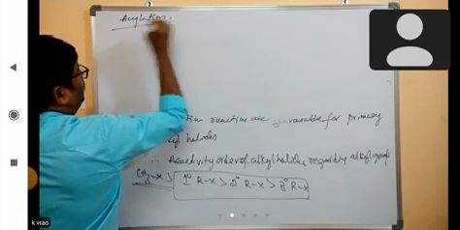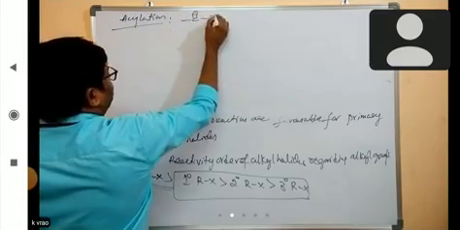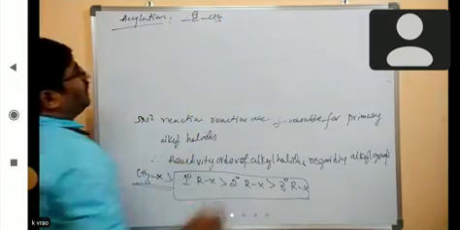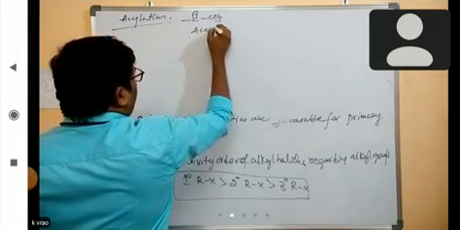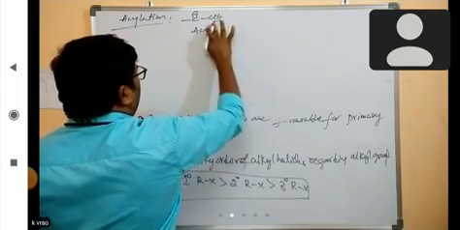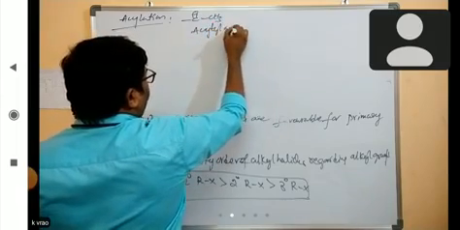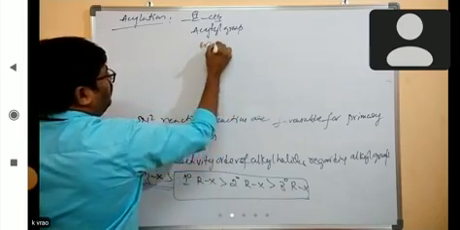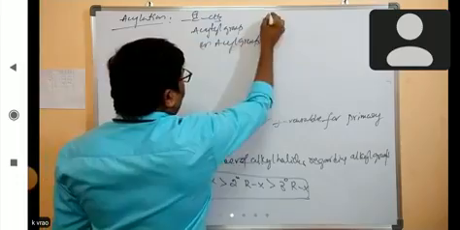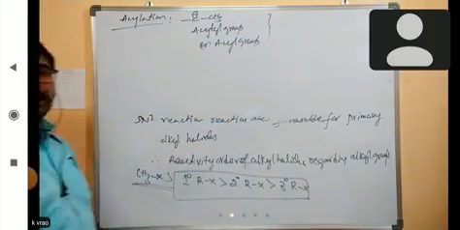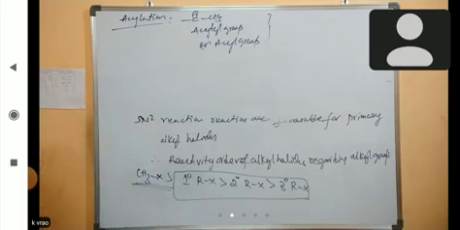Acylation means the acetyl group is substituted in place of the hydrogen. This is called the acetyl group, or acyl group. So this group is substituted at the hydrogen. That's what is called acylation.